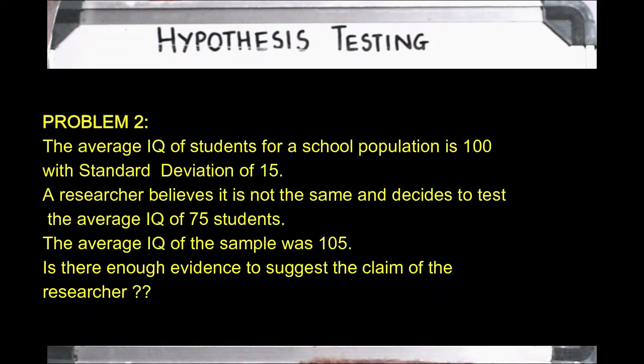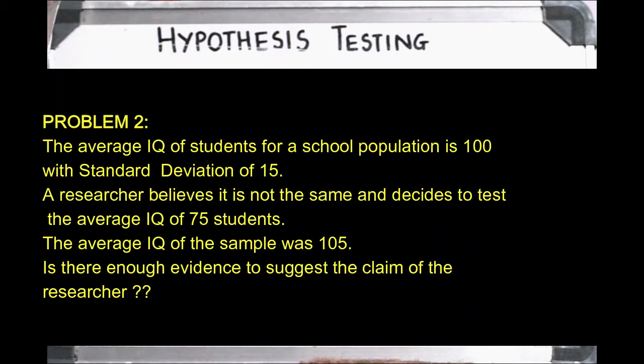If you carefully go through the question, you will find that the sample average IQ is given, that is 105. The sample size is also given, which is 75. The population average IQ is also given, that is 100, and the standard deviation of the population is 15. The currently accepted value, that means the average IQ of students, is currently accepted as 100.